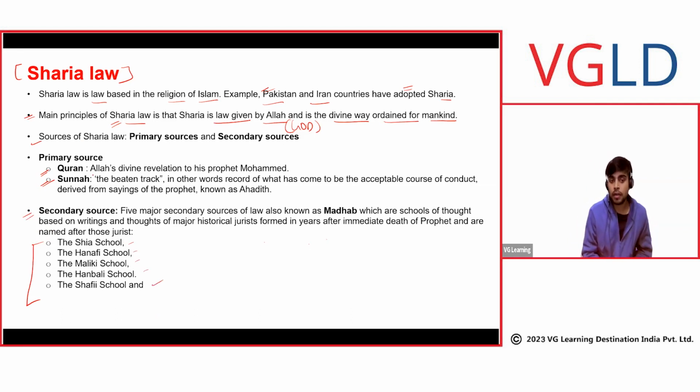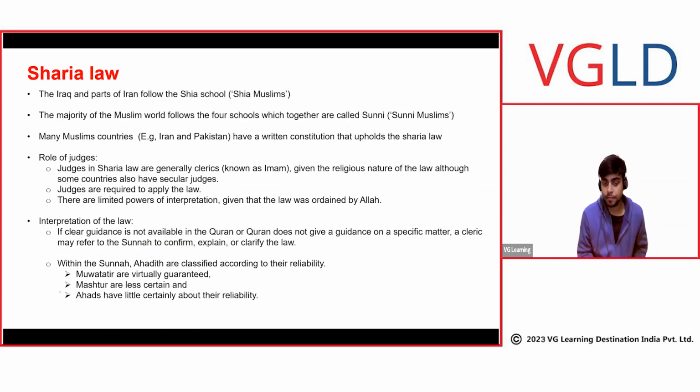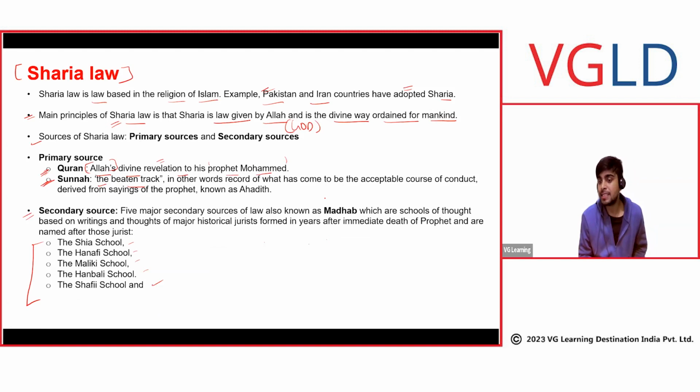So first is the Quran. The Quran is Allah's divine revelation to Prophet Muhammad. Prophet Muhammad received the revelation directly from God himself, and this was formulated as the Quran. And the Sunnah is also known as the beaten track. In other words, what has come to be an acceptable course of conduct derived from the sayings of Prophet Muhammad, which is also known as hadith. Please understand, the Quran is the divine revelation of God to Prophet Muhammad, and the Sunnah is the saying of Prophet Muhammad to his followers.